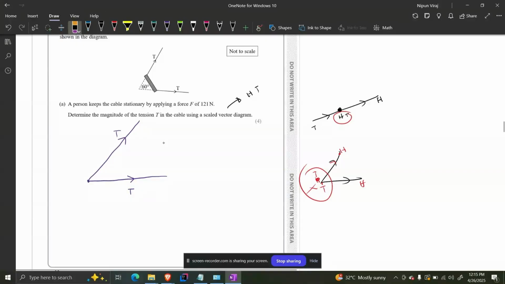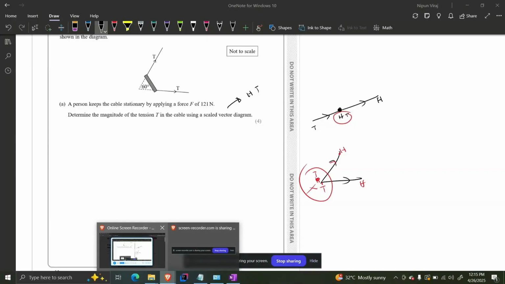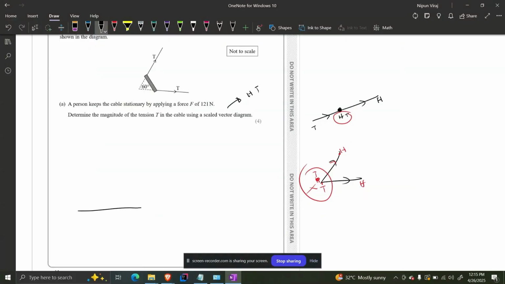And what should happen is, if it is something like this, initially this 60 was like this. We can bring it to the head of the first vector, and we can draw it like this. There's no issue. We didn't change the direction of the vector, we just changed the position of the vector. And in vector diagrams, you can change the position easily.